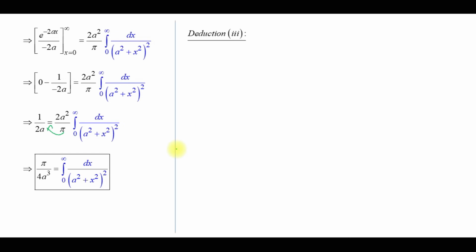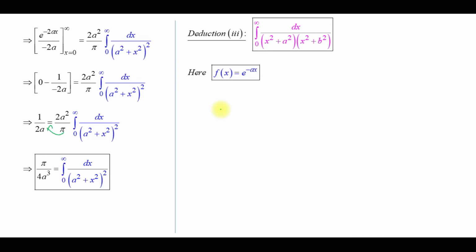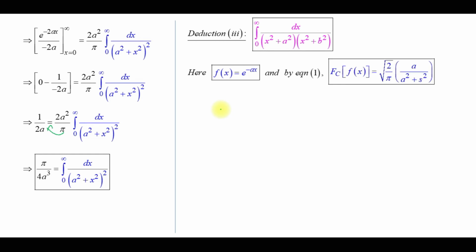Next, third deduction: integral 0 to infinity dx divided by x square plus a square into x square plus b square. Here, in this problem, we take f of x equal to e power minus ax, and by equation 1, Fourier cosine of f of x equal to square root of 2 by pi into a divided by a square plus s square. So both are involving only a. But in the deduction there are two constants, namely a and b.